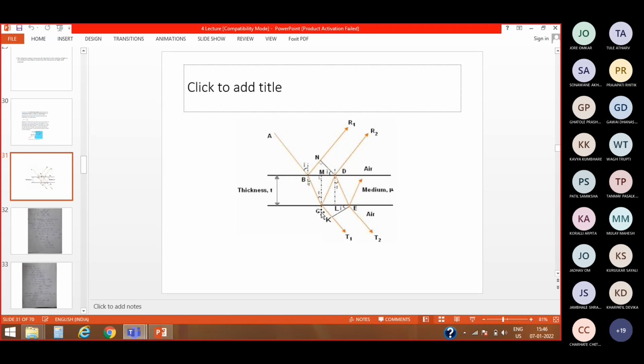Then light is transmitted from B to C. At point C, what happens? There is some refraction and also reflection. So the reflection and refraction happen at point C. Again, when light comes from point C to D, some part of light is reflected, and some part of light is refracted. So we are getting two rays, R1 and R2, coming from the thin film. The light incident on the thin film is a single one, but we are getting two rays from the thin film. When these two rays interfere with each other, interference happens, and we get different colors of light.